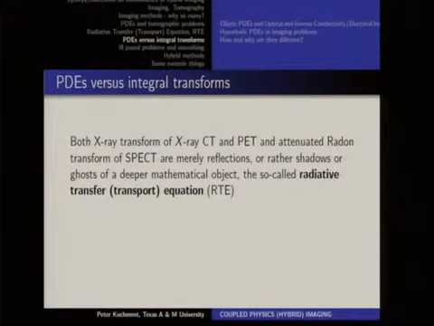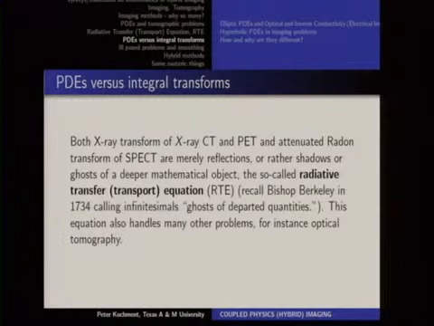And there are occasions when you cannot do much with this integral transform, but you can do a lot if you look at PDEs. And about those ghosts, I just wanted to recall how Bishop Berkeley, when calculus was developing, called infinitesimals the ghosts of departed quantities. So our Radon transforms are the ghosts of departed PDEs. And this equation, or as we will see, this equation RTE also handles optical tomography.